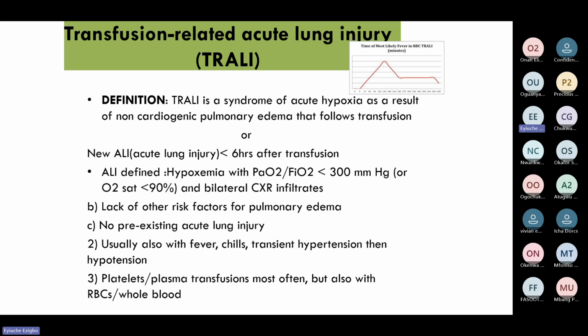So there is a lack of other risk factors for pulmonary edema. There are no other reasons why the recipient would come down with such a condition, and no pre-existing acute lung injury prior to that transfusion. Usually it also occurs with fever, chills, transient hypertension, then hypotension. Platelets and plasma transfusion are most often implicated in TRALI, but it can also occur with red blood cells and whole blood.